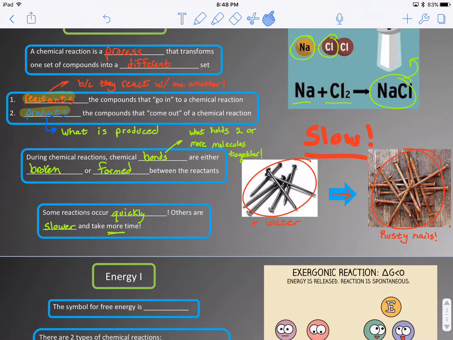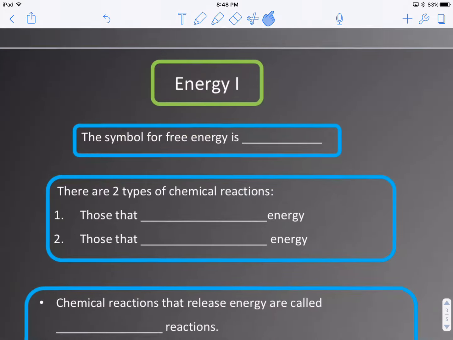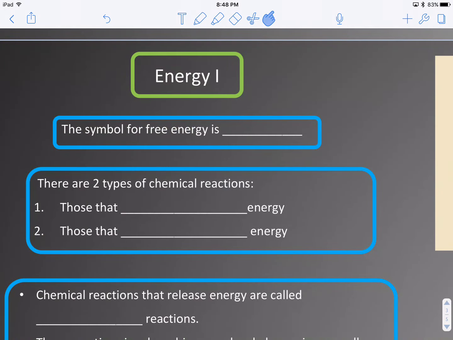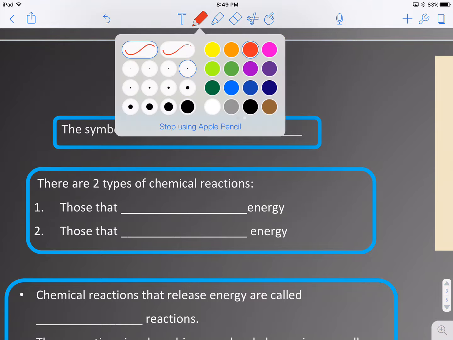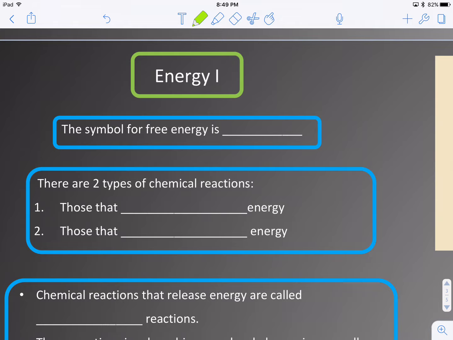Okay? But what goes on in these chemical reactions often involves energy, everything that goes on in our body involves energy. All right, now one of the most important things that we're going to learn today is that the symbol for free energy, it looks like this. It's called delta G. Okay, it's a triangle in the letter G. Okay, that's the symbol for free energy. Okay, and there are reactions that release energy. Okay, these are known to have a negative delta G.